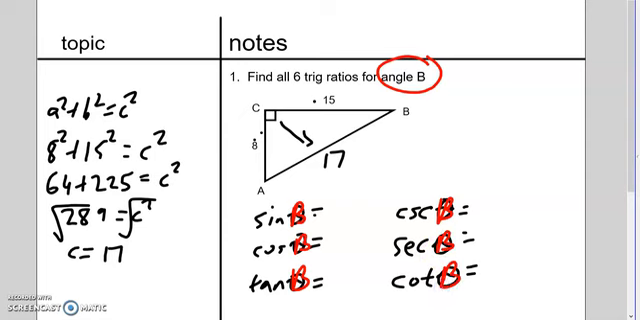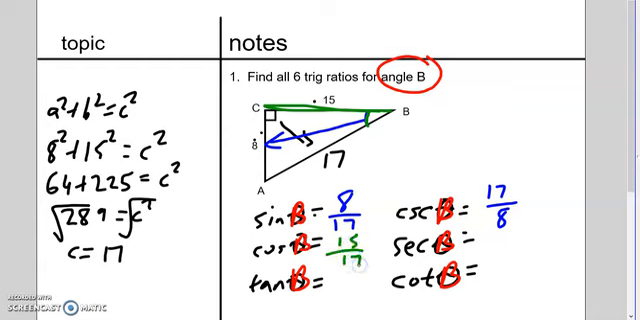Okay, so the sine of B is going to be the opposite over the hypotenuse. So the opposite is 8 and the hypotenuse is 17. The cosecant is just going to be the reciprocal of that, so that's it. Then cosine is going to be adjacent to my angle over the hypotenuse, that's 15 over 17, and I know that the secant is just a reciprocal of that, so 17 over 15.